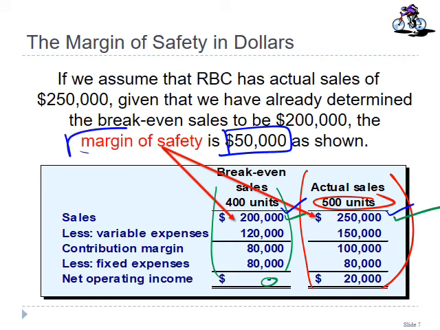So this 50,000 is called margin of safety. This is in terms of dollars. If you want to calculate in terms of units, how much? So just budgeted sales units minus 400 is the units. Answer is 100. In terms of units, we are above by 100 units.